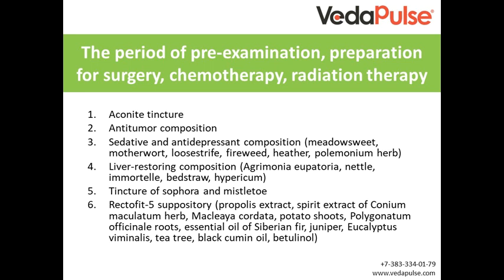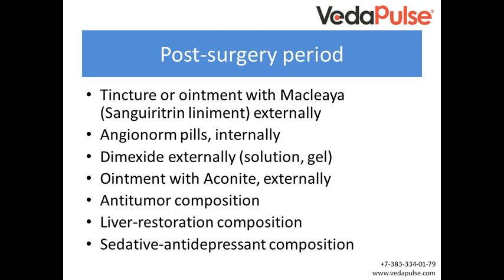It includes propolis extract, spirit extract of conium, Macleaya, potato shoots, Polygonatum officinale roots, Siberian fir, juniper, eucalyptus, tea tree, black cumin, and so on, betulinol, and so on. Also, we prescribe antibacterial and anti-inflammatory remedies, such as tincture or ointment with Macleaya. Also, as the prevention of lymphodrainage problems, we prescribe Angianorm pills to prevent edema and congestive states, Demixide, and also liver restoration compositions, sedative compositions.